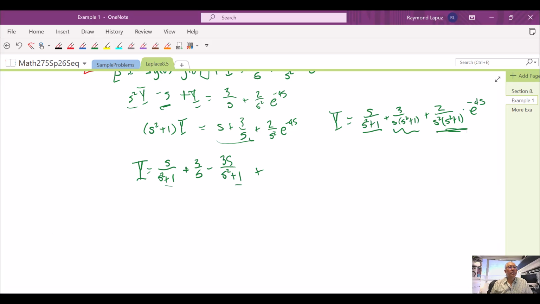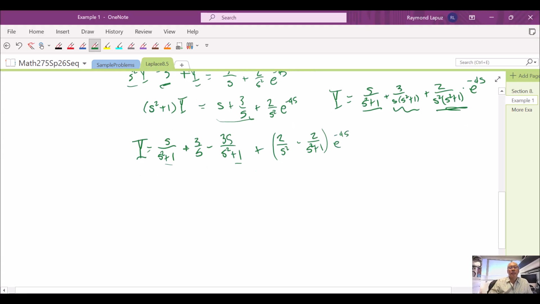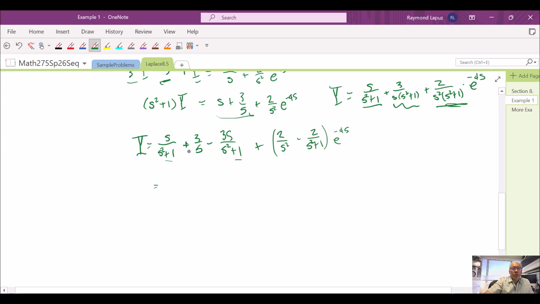And that one is 2 over s squared minus 2 over s squared plus 1. And these both have the e to the negative 4s attached to them. All right, I'm going to do just one more step here. 3 over s minus 2s over s squared plus 1. And then I have 2 over s squared minus 2 over s squared plus 1 e to the negative 4s. That is y.